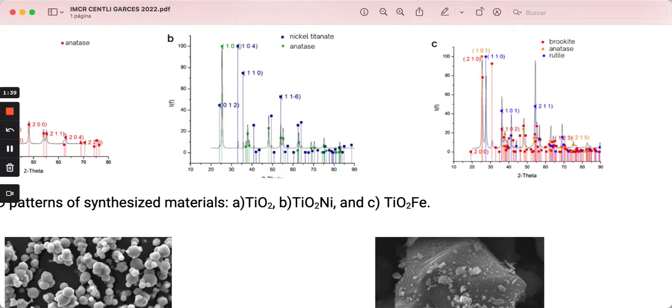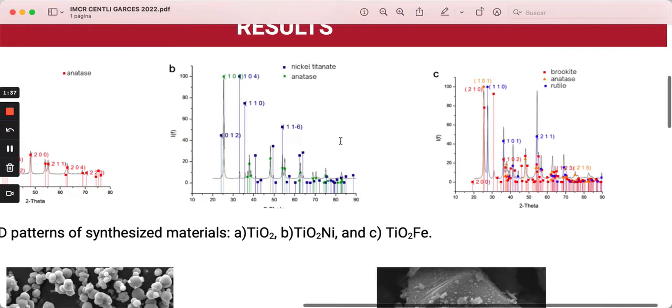It's really atypical because for the synthesis we use calcination temperatures of 500 degrees Celsius, and it's not normal, or I think it's very atypical that at the calcination temperature used at the time of synthesis we obtain brookite. This phase usually appears at temperatures above 500 degrees Celsius.